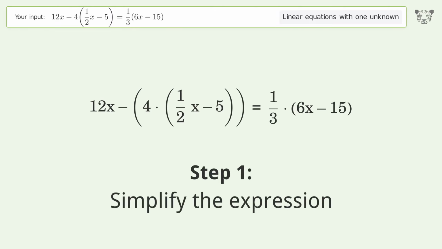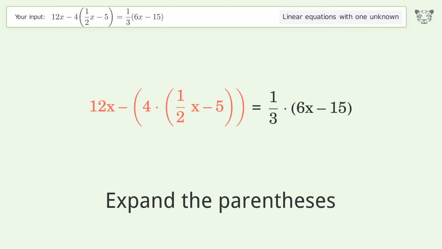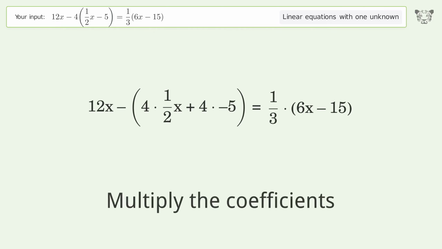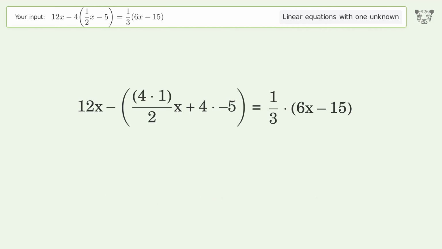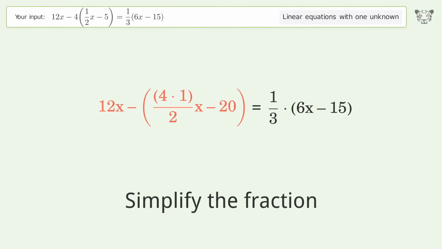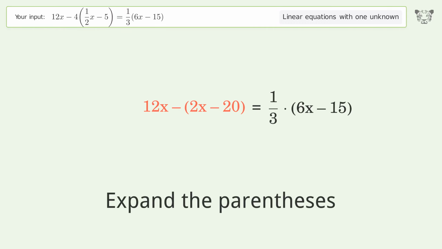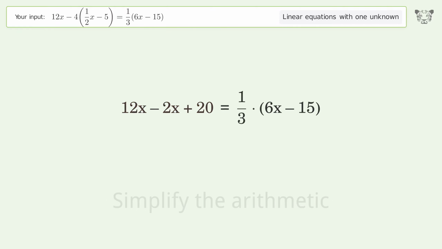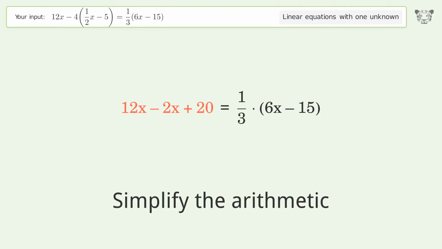Simplify the expression. Expand the parentheses. Multiply the coefficients. Simplify the arithmetic. Simplify the fraction. Expand the parentheses. Simplify the arithmetic.